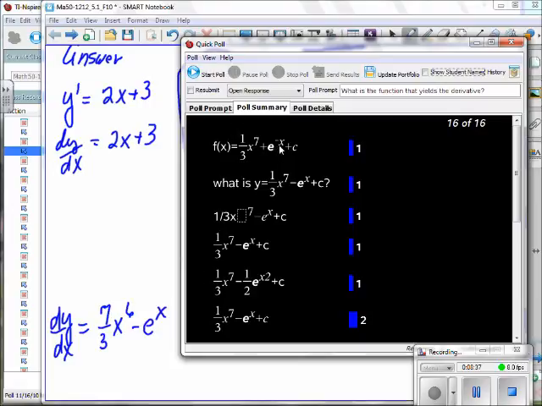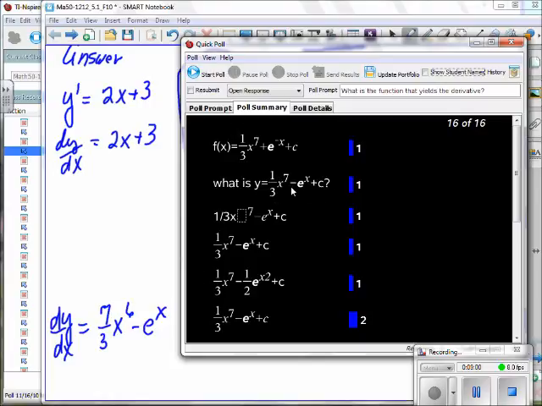Because when you take the derivative of e to a power, the first thing you do is write it exactly like it is, which would be e to the negative x, and if this is negative x here, then this is a composite function. Good try, but not exactly. 1/3 x to the 7th minus e to the x plus c.